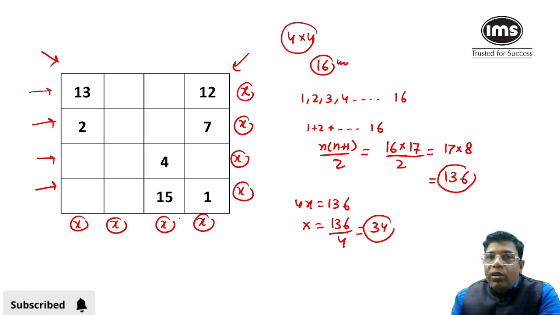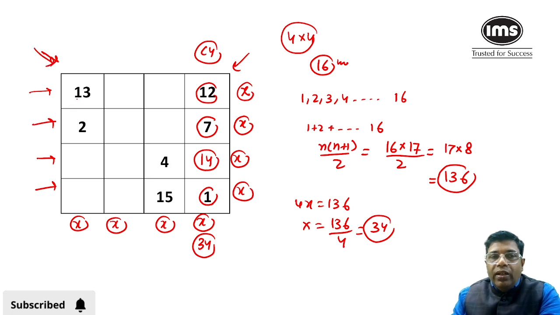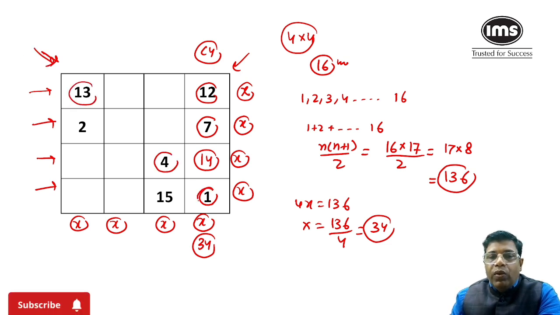अब देखते हैं ऐसे कौन कौन से rows और columns हैं where we know the 3 numbers. So we can fill them. For example, look at column number 4. 12 plus 7 is 19, plus 1 is 20. So now we have to make it 34, so this number has to be 14. Similarly, look at this diagonal. You have been given 13, 4, 17, plus 1 is 18. So 18, and we have to make it 34. So this number has to be 16.